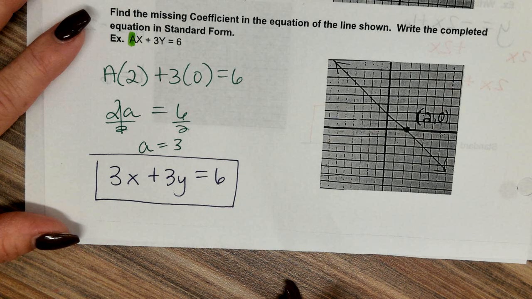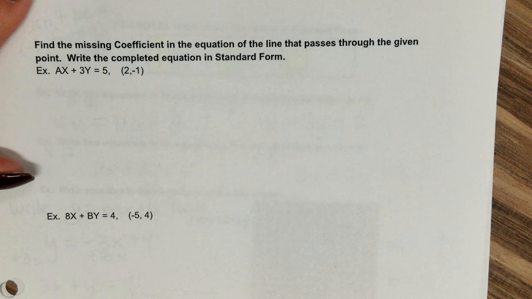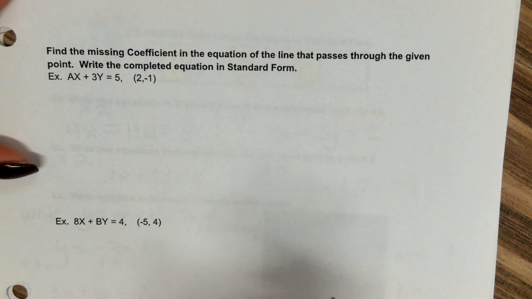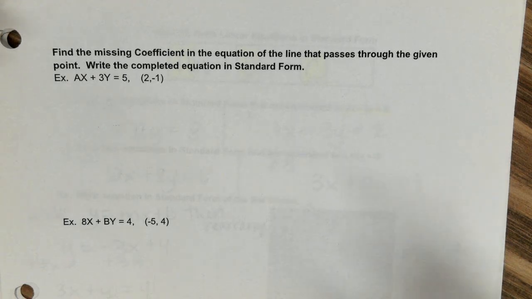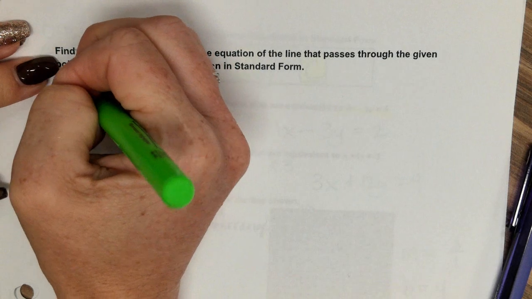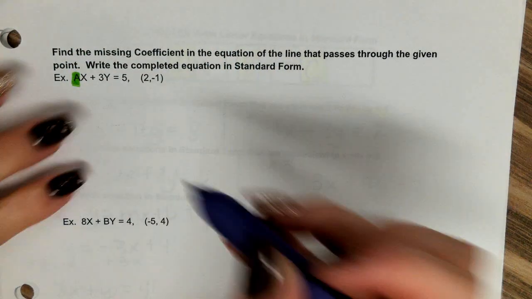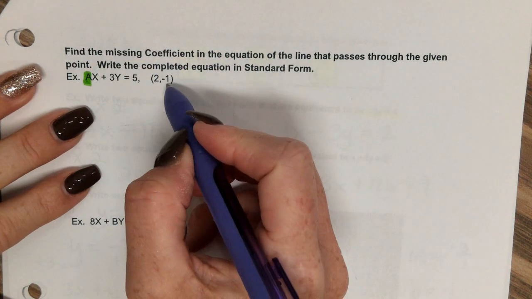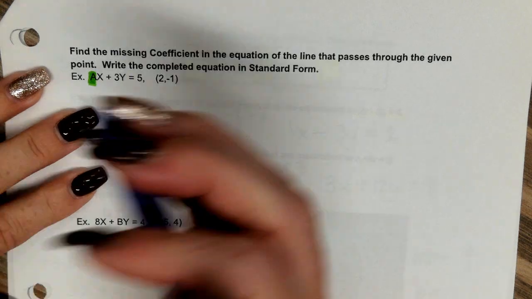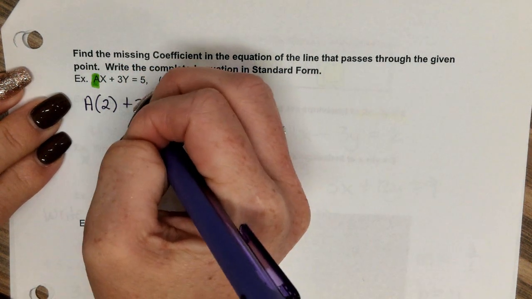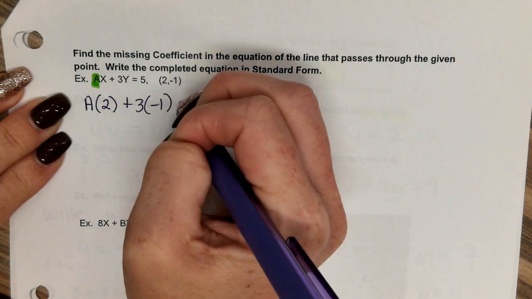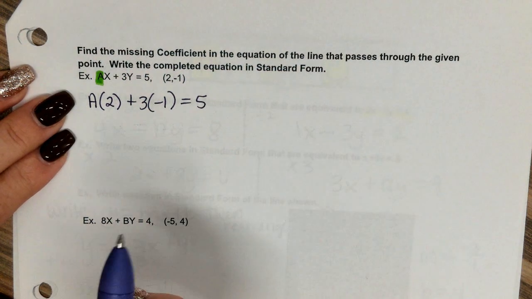Okay, turn the page. It wants you to find the missing coefficient again, except this time they didn't give you a graph, they just gave you a coordinate. So you're going to do the exact same thing. I'm missing A here, so I'm going to plug in 2 for x and negative 1 for y. So A times 2 plus 3 times negative 1 equals 5.